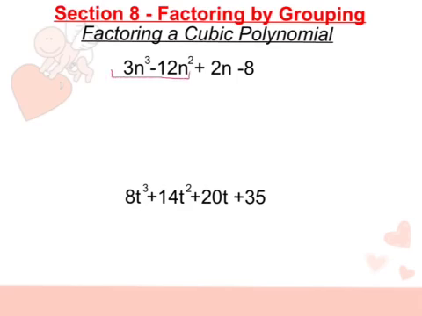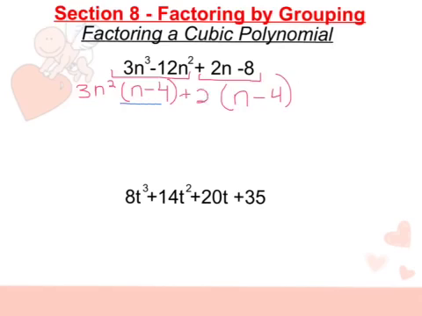We look at the first 2 terms and the last 2 terms. The GCF of the first 2 terms is 3n squared, and that leaves us with n minus 4. The GCF of the last 2 terms is going to be 2, and we want to still be left with, if possible, n minus 4. Well, if we factor out a positive 2, that will leave us with the n minus 4. We can factor the n minus 4 out in front, and we're left with 3n squared plus 2.